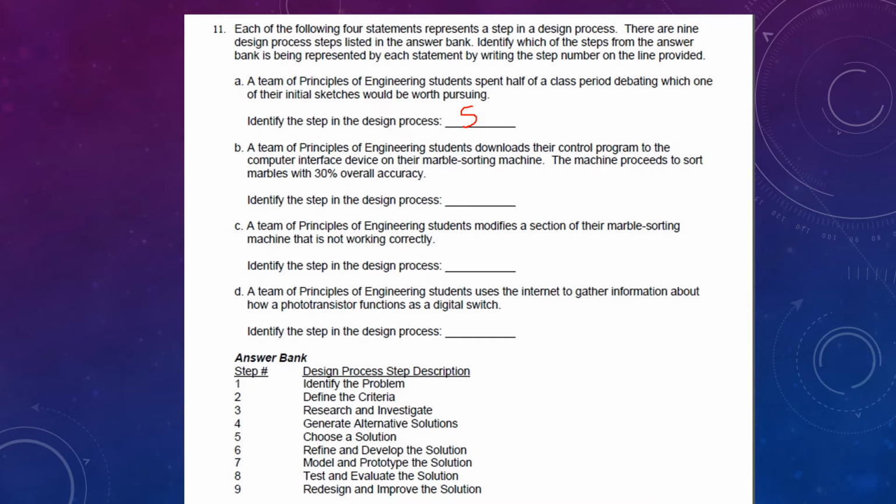The next one is going to be 8. So in that step, they are testing and evaluating. This next example is from step number 9, which is redesigning and improving the solution. And the last one is number 3, which is research and investigate.